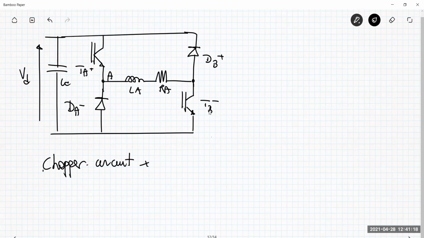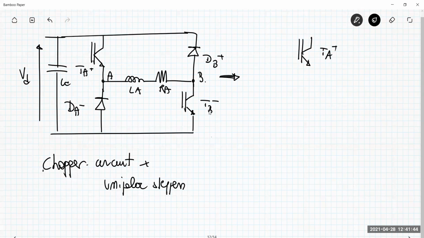Chopper circuit for unipolar steppers. Okay, this is the node B. This is not exactly the shape I used for the stepper motor when we talked about this circuit, but it's simply to understand that if I put transistor TA plus here, then we have the node A. From the node A, I put my phase, and then I have the node B.